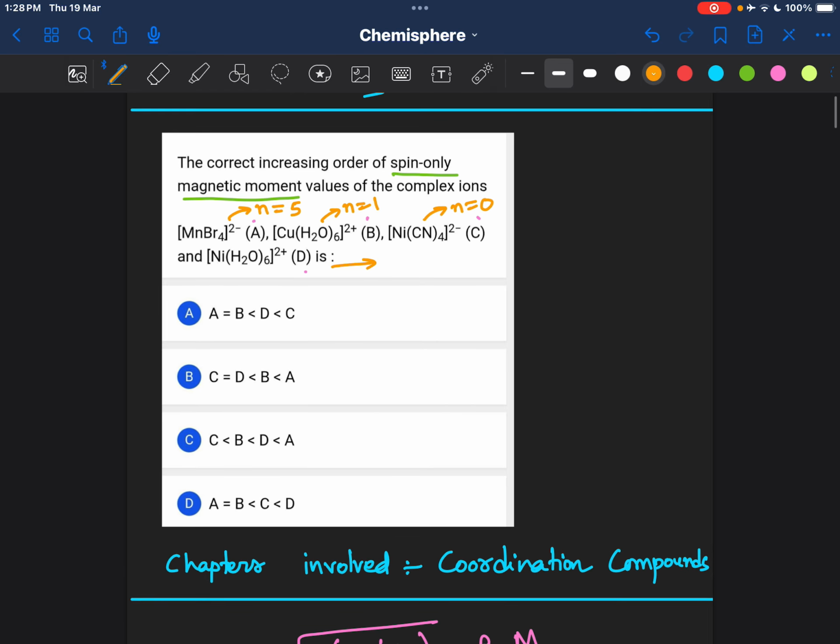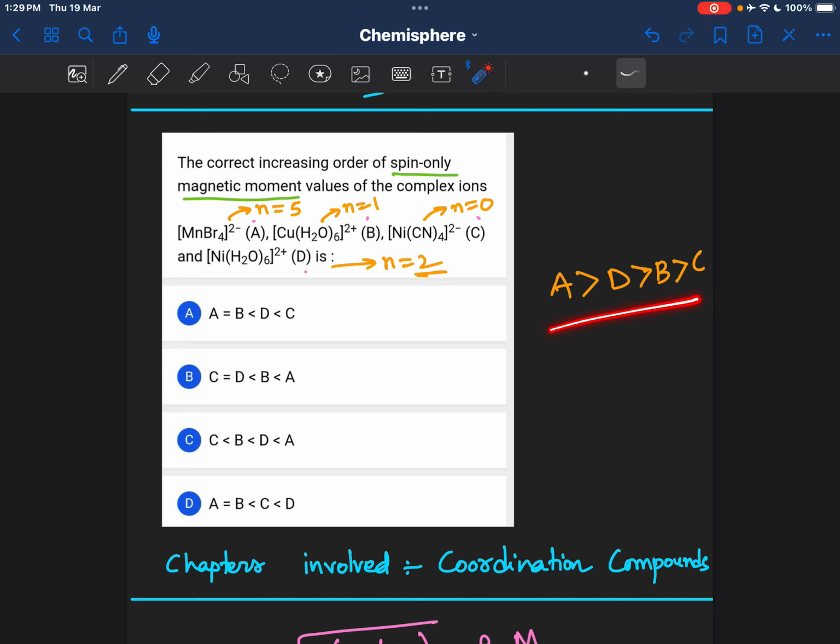So n is equal to 2 in this case. Therefore we can clearly see the spin only magnetic moment of complex A will be maximum. Then we will have D, because D has 2. Then we will have B, and in the end we will have C, because it has 0 unpaired electrons. So this is the order. Which option is matching that? A, D, B, C. Yeah, so C is the correct answer, because A is maximum, then D, then B, then C. Okay, thank you.